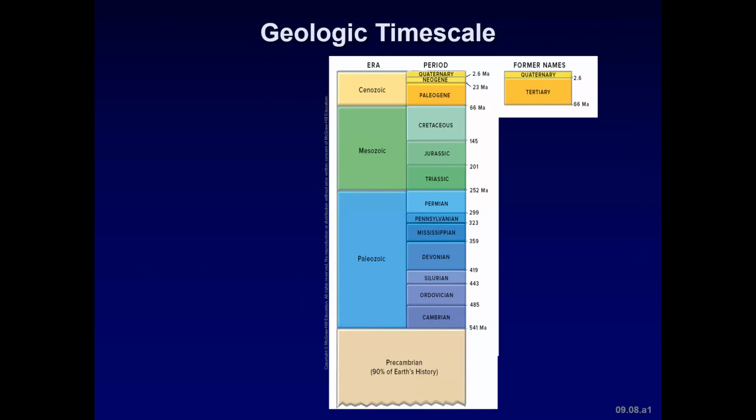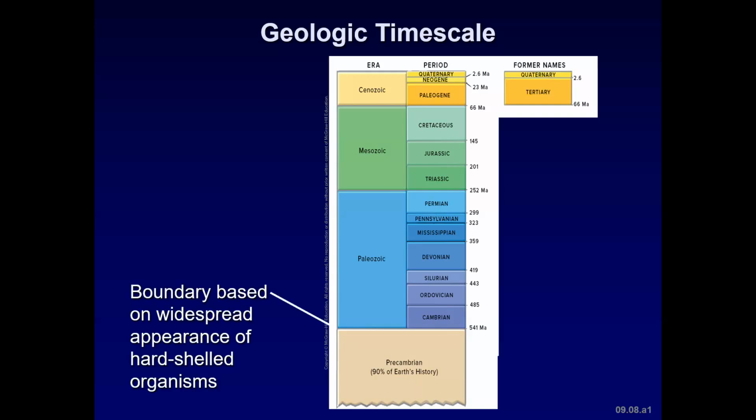All right, now to the geologic time scale. This time scale is used to correlate rock units across countries and continents and to have a standard vocabulary for describing time. You'll find that a lot of these names are from the UK because they were first named there. The boundary between the Precambrian and the Cambrian Paleozoic is based on a widespread appearance of hard-shelled organisms.